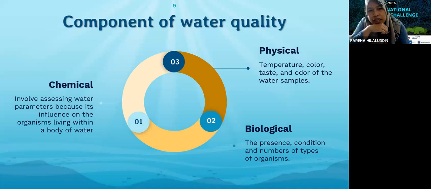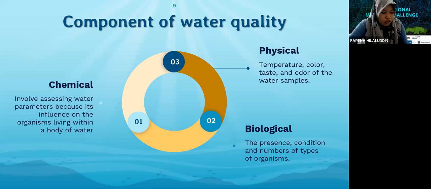So for water quality, there are three components: physical, chemical, and biological. For physical, especially temperature, whether hot or cold water, the color, taste, and also odor of the water sample.